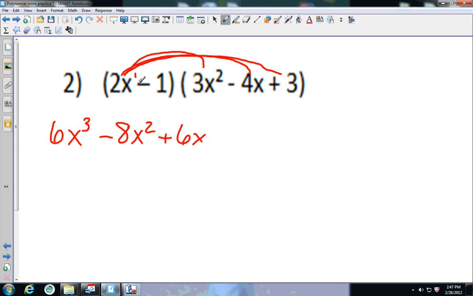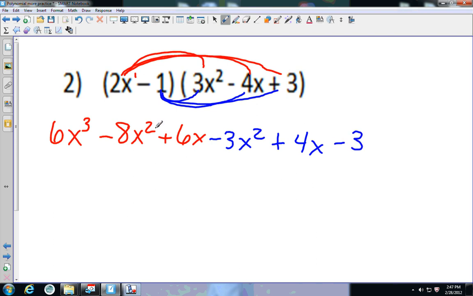Now I'm going to go and do the negative 1 times each one. Negative 1 times 3x squared, negative 3x squared. Negative 1 times negative 4x is a positive 4x. Negative 1 times 3 is negative 3. Now I've written them out with all the terms, and now you'll go and you'll put your x cubes together. So I've got 6x to the third.